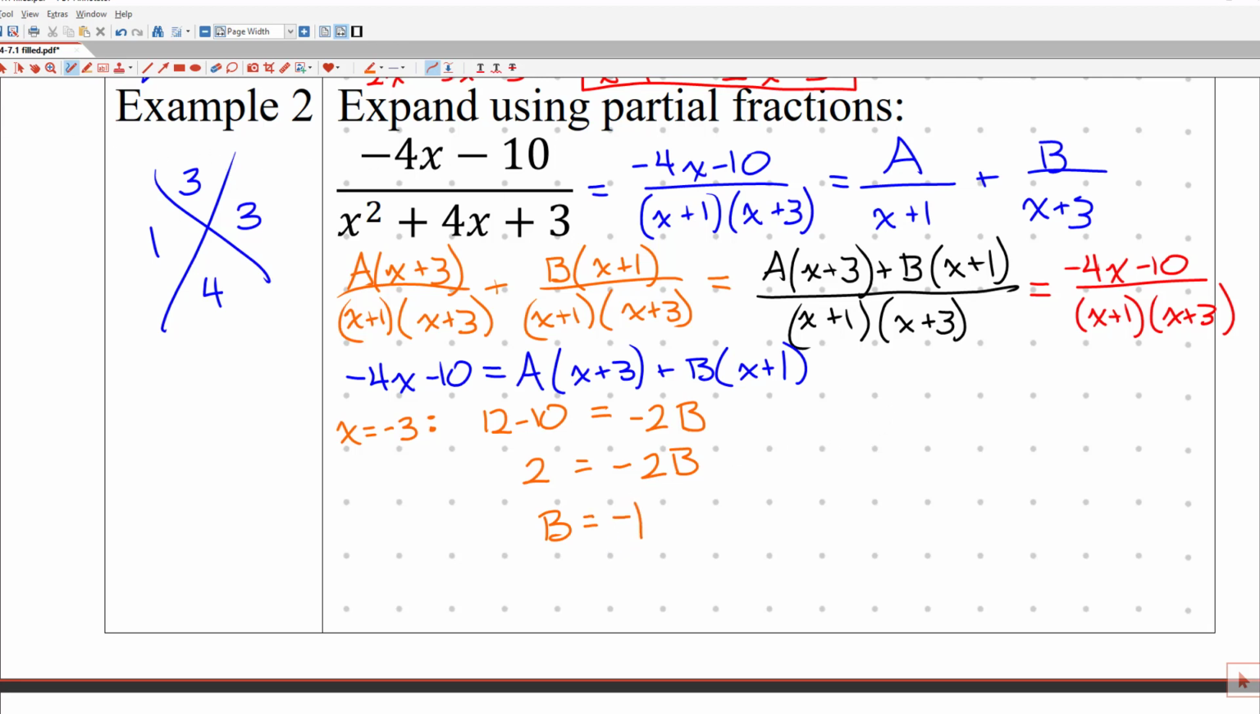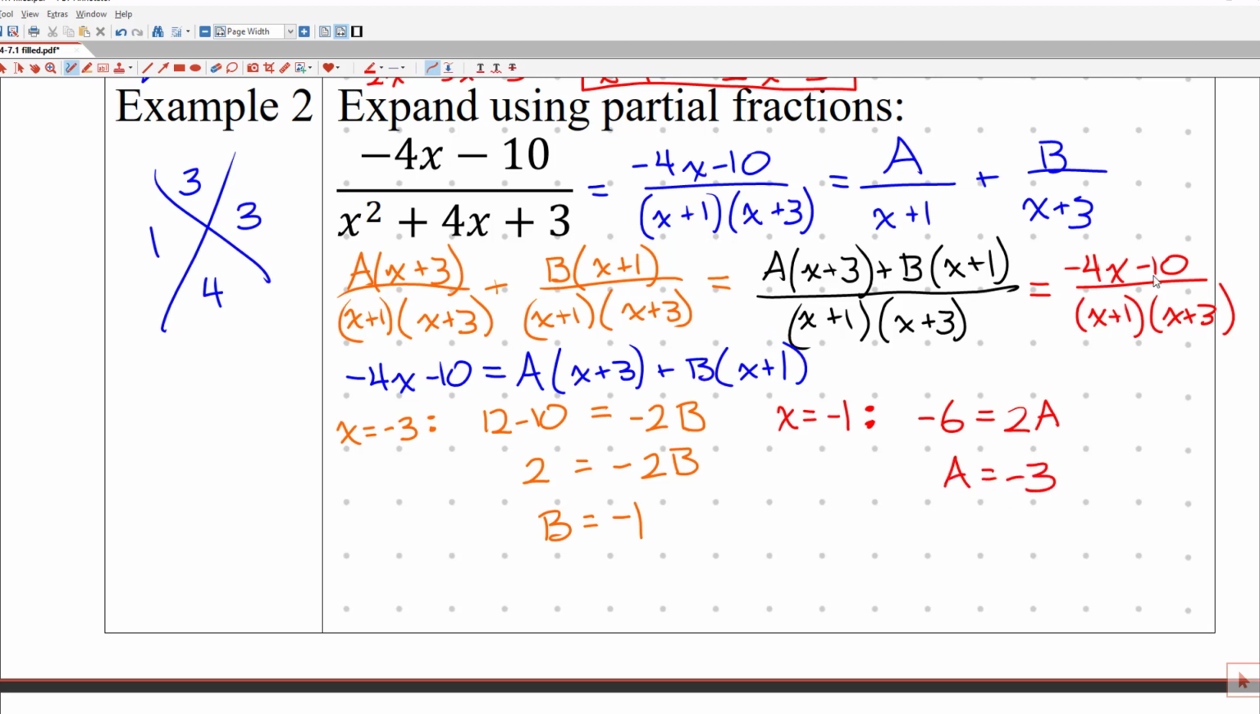What's another good number to plug in so that I can get rid of a number? If I use negative 1, this whole thing will go to 0. So let's say when x is equal to negative 1, the following equation happens. Negative 1 times negative 4 is 4, and then 4 minus 10 is negative 6. So on the left-hand side, I have negative 6, and I'm plugging in negative 1, so this x right here is negative 1, plus 3 is 2, so I have 2a. And then all this term is 0, so ignore it, and therefore a is equal to negative 3.